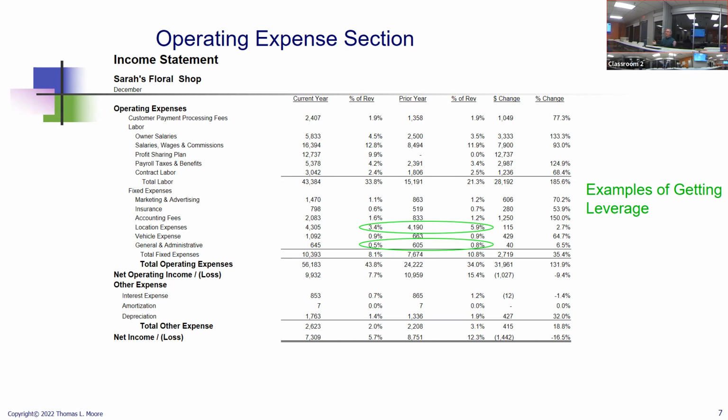The same thing applies for general admin. You can see in prior years or prior period, it was 8%, now it's 5%. So that's an improvement, right? Year over year, even though she may have spent like $40 more, the percent of revenue drove her to have a lower percent of revenue for general and administrative costs. Hopefully that makes sense to you.